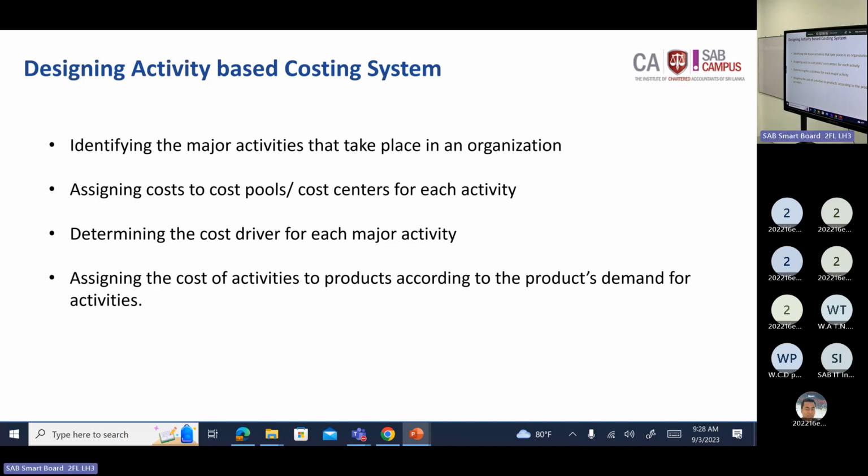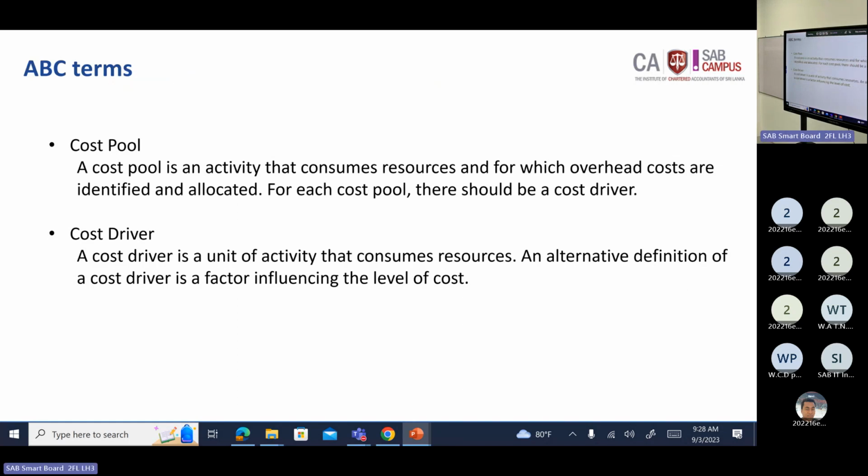So there are some terms that we used. Cost pool. Cost pool is an activity that consumes resources and for which overhead costs are identified and allocated. So each cost pool, there should be the cost driver.